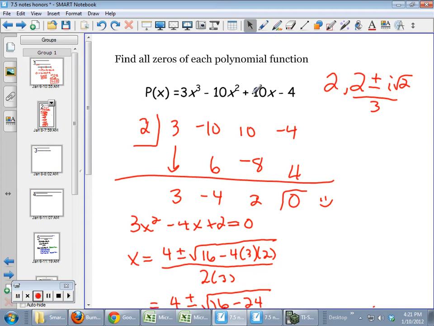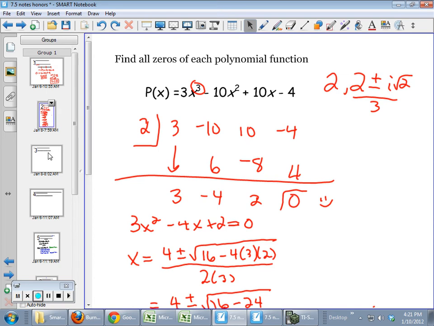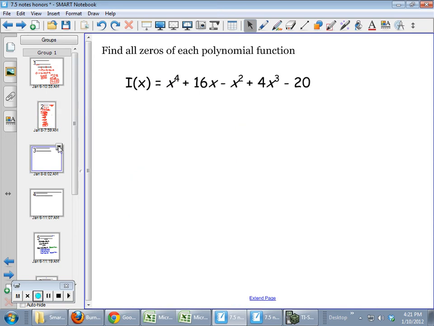So there are 3 answers, and I know there has to be 3 answers because it's an x to the third. And I also knew that this was going to be an imaginary answer, because if I look at my graph, it only crosses the x-axis one time. And so if it only crosses once, that means that the other answers have to be imaginary answers, or complex, I guess.